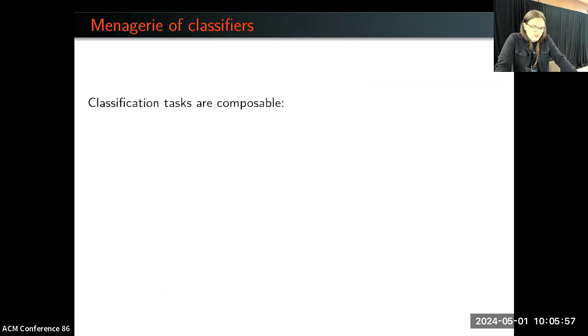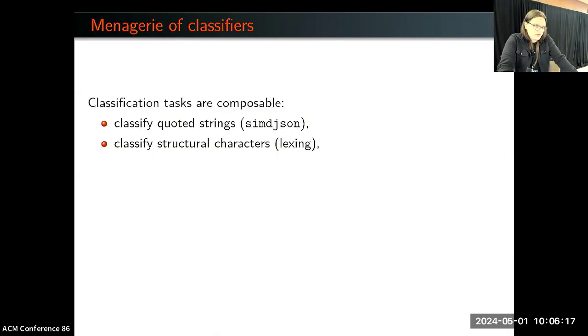If we don't have the tree, we achieve that with a combination of very optimized SIMD kernels. We call them classifiers, and those classifying tasks are composable, which allows this engine to exist. So first of all, we need to classify quoted strings. This is a solved problem by Langdale et al. in simdjson. We just use their solution. Then you need a lexer that will find the curly braces and square brackets of the JSON to actually know where we're going in the tree.